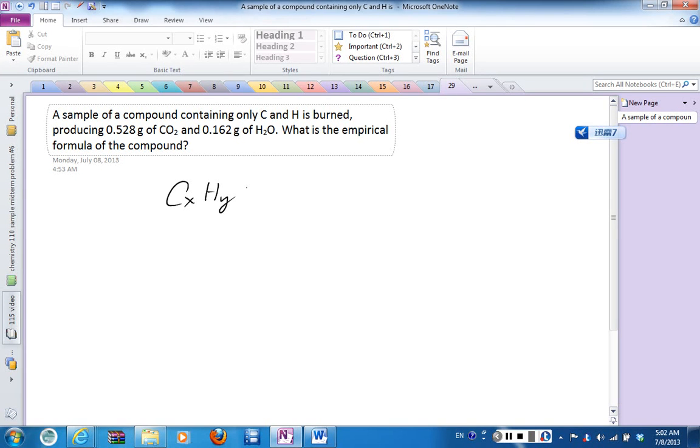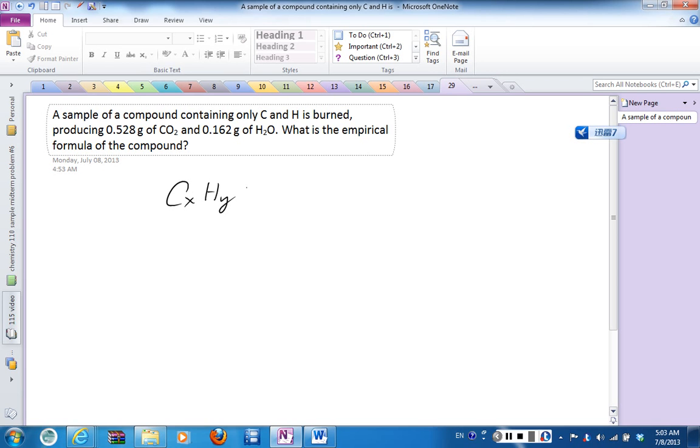Now, the way that we learned to find the empirical formula in class is that we need to find the moles of carbon and hydrogen. Well, we need to find the moles of each individual element in the compound. And in this problem, how do we achieve that? What we have are combustion products.